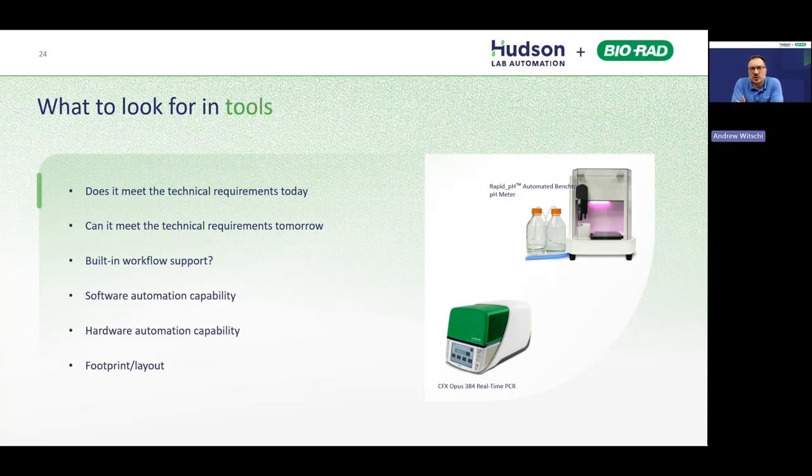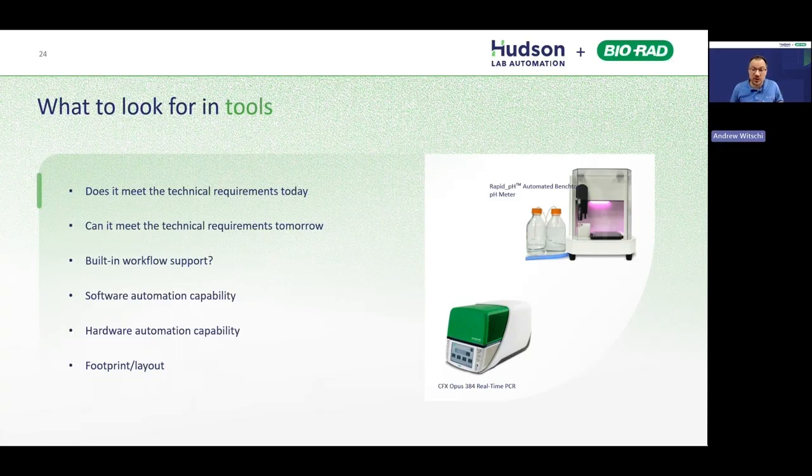So a couple of things to look for in tools, right? In tools, we're talking about individual instruments here. If you ignore every bullet point on this list, most important is, does it meet the technical requirements, right? When we think about scaled up automation, everybody's thinking big picture, and this is, again, that trade-off between looking at process automation versus tool-based automation. It doesn't matter how tall you build the building if your foundation is wrong.